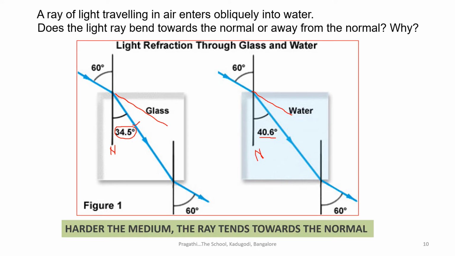This is the experiment that we can see. See here, the harder the medium, the ray tends towards the normal. Harder the medium means more optical density. The higher the optical density, the ray tends towards the normal. That is the overall idea.